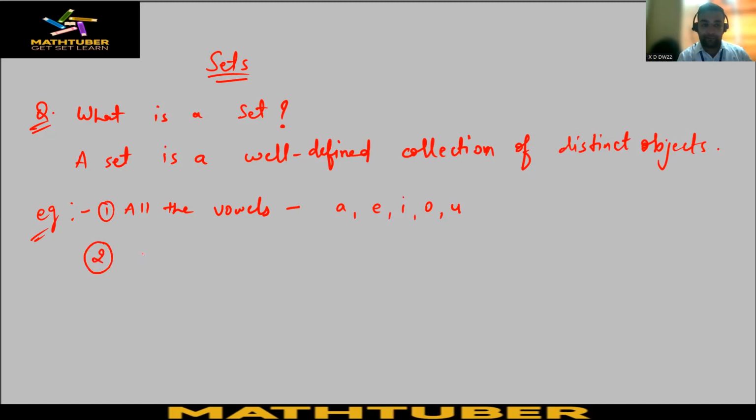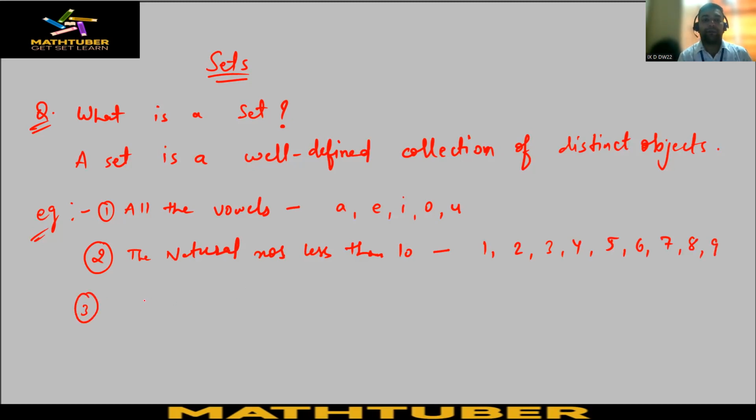Then second is, suppose you are asked to make a collection of the natural numbers less than 10. So it will be 1, 2, 3, 4, 5, 6, 7, 8, 9. So this is also a set, right? Because the natural numbers less than 10 will always be 1 to 9.